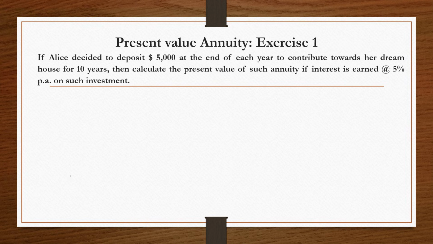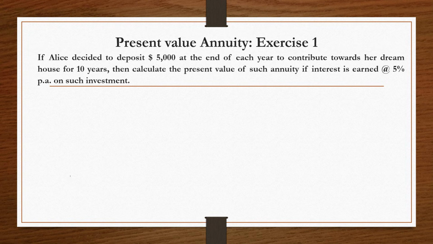Okay, if Alice decided to deposit 5,000 at the end of each year to contribute towards her dream house for 10 years, then calculate the present value of such annuity if interest is earned at 5% per annum on such investment. If nothing is given, whether it is monthly, quarterly, half yearly, we should assume it is annually. So N will be 1. Okay, so what is our first step?